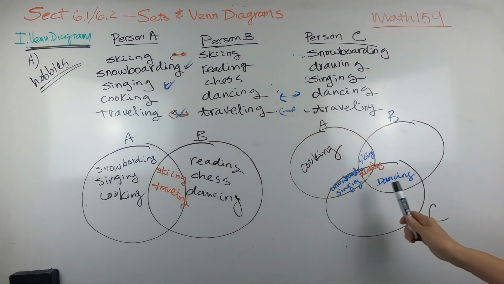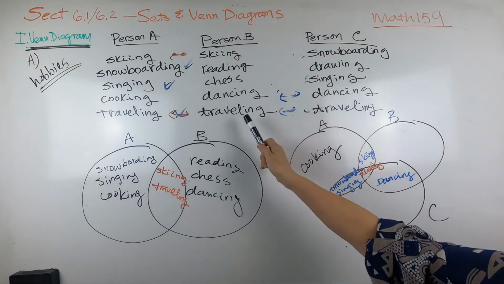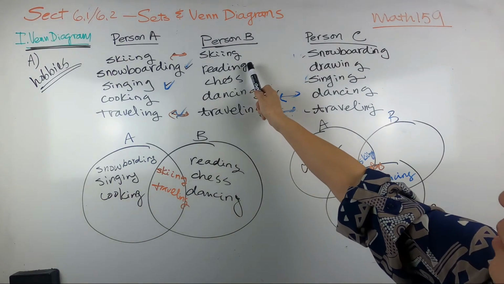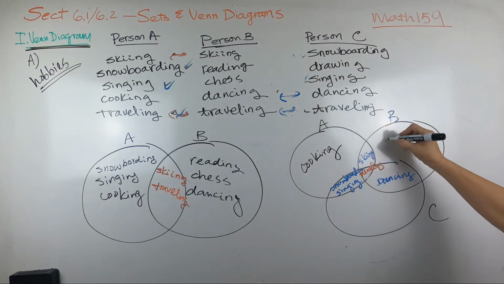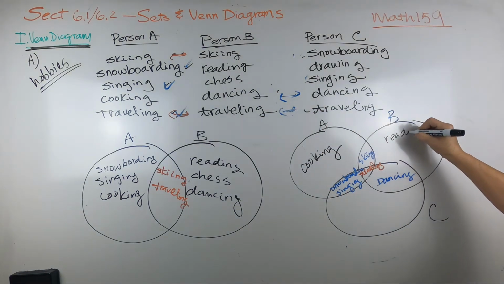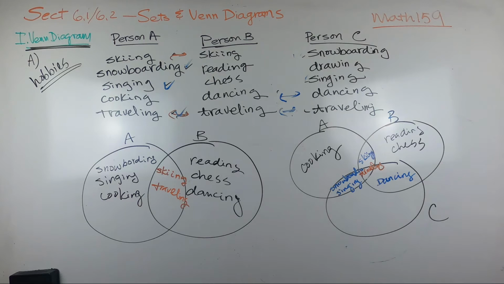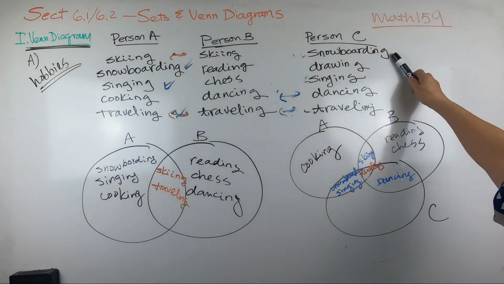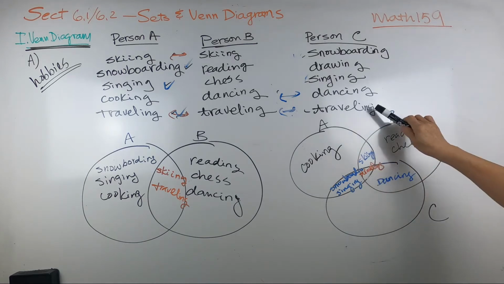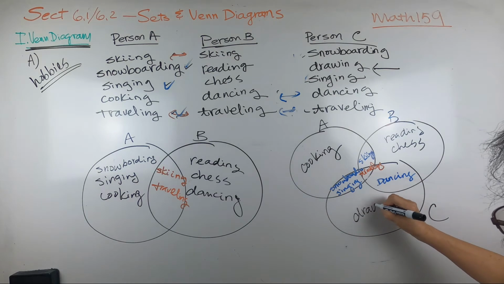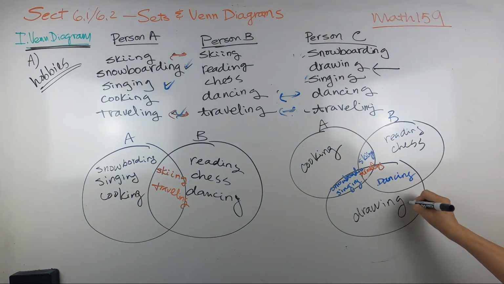How about B? B, besides skiing, traveling, and dancing, she also does what? Likes to do reading and chess. Okay, so it's reading and chess only for the person B. How about for person C? Besides snowboarding, singing, traveling, and dancing, she also likes to do drawing. So only by herself, drawing, right?